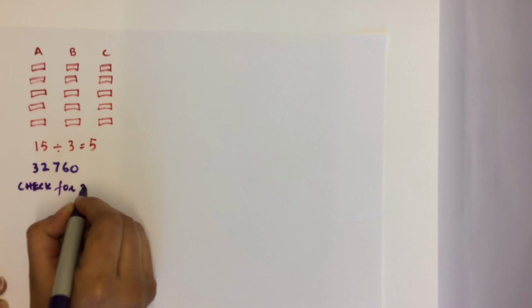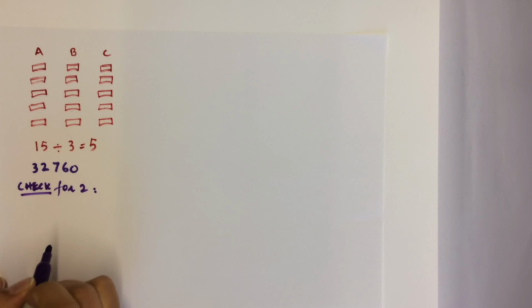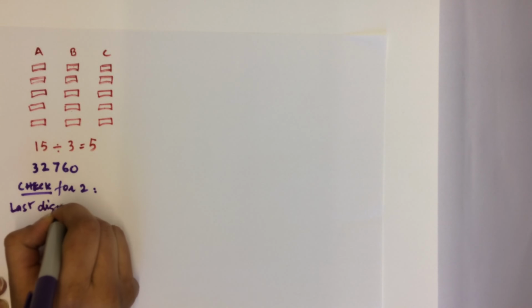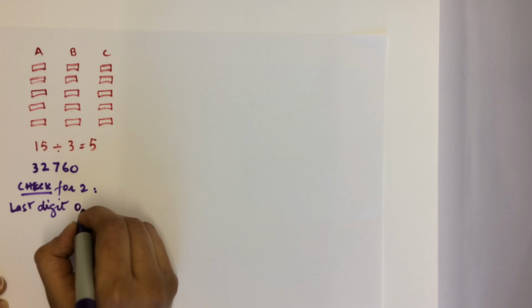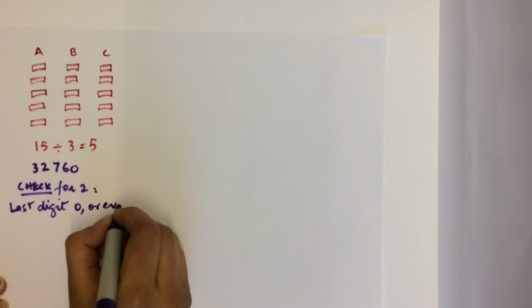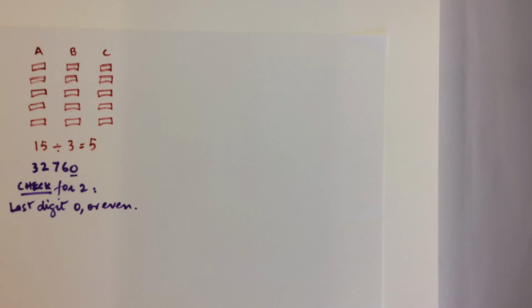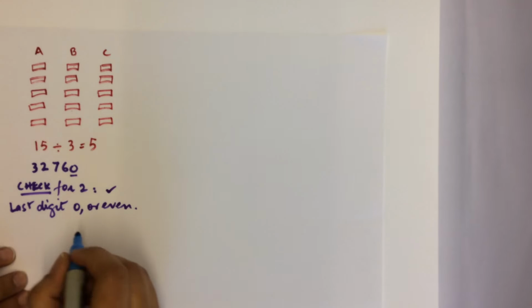This is the check for 2. The check for 2 is that the last digit must be 0 or even. Here the last digit is a 0, so as per the check this should be divisible. I'll quickly divide this with you.